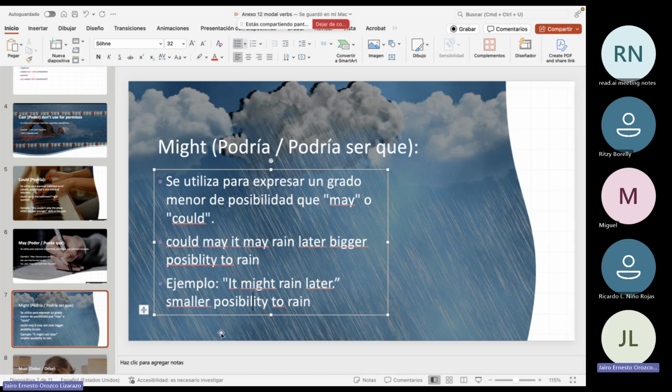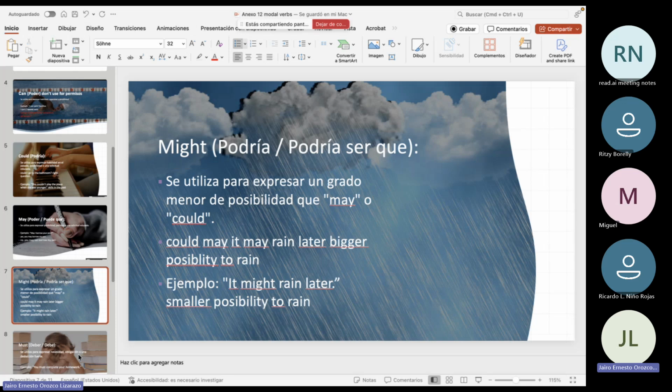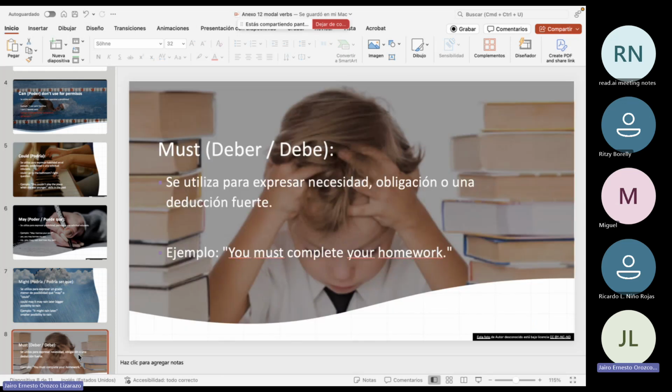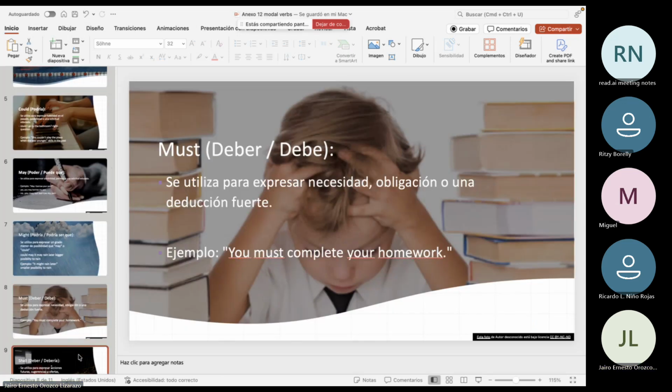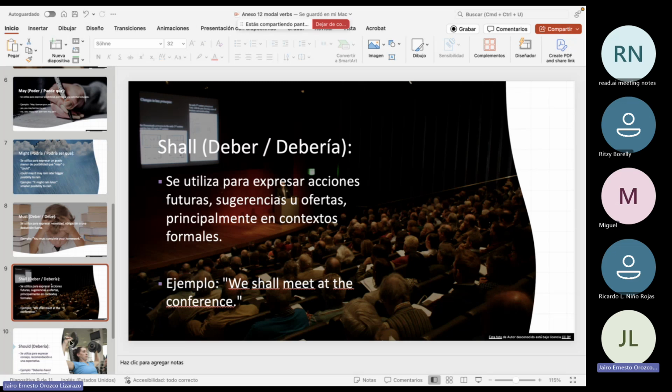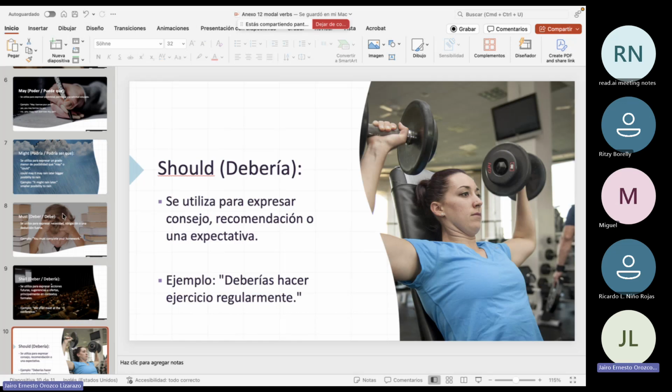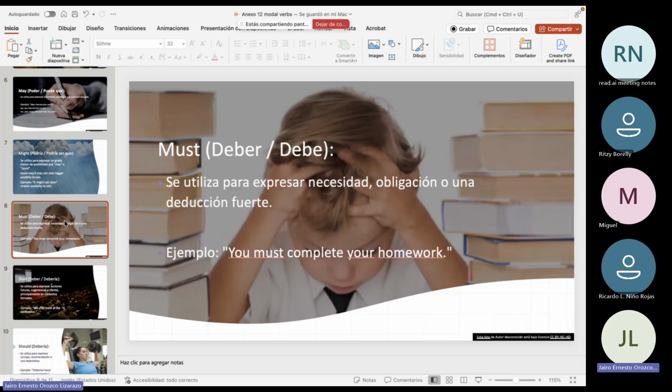Then we have the word must and shall and should. They pretty much mean the same thing in Spanish. They mean deber, right? Debería in Spanish. All of them means the same thing.